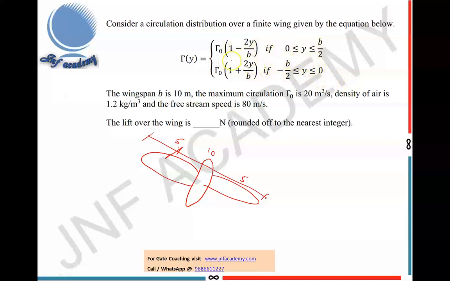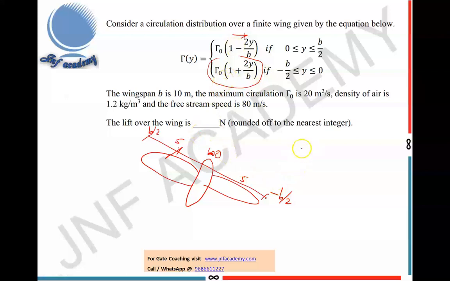Either you can do like that, or you can also calculate the circulation of the aerofoil for this second function also, which is from minus b by 2 to 0, then 0 to b by 2, right? So like that it will work. Okay, so that way also you can do, but for simplicity, ease of mathematics, I'm going to take this first thing only, calculate the lift over that semi span, and then multiply by 2. That will give me the lift for the entire wing.